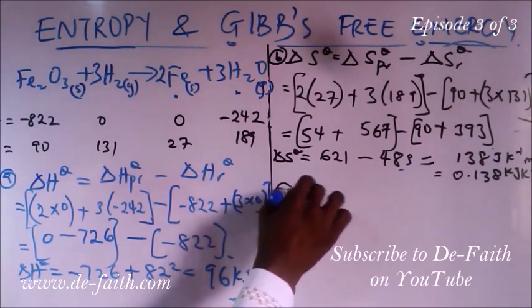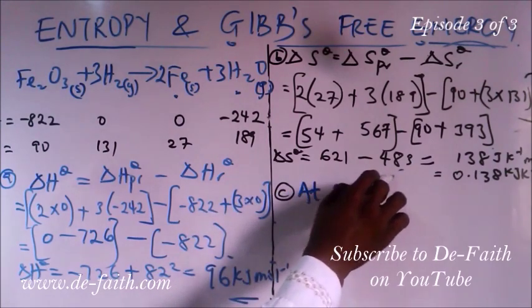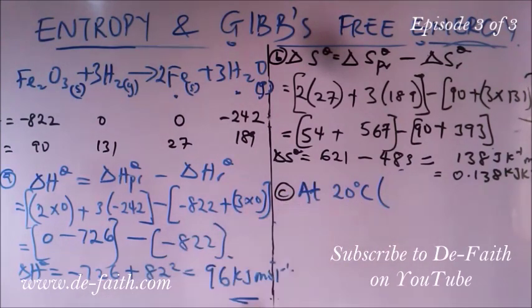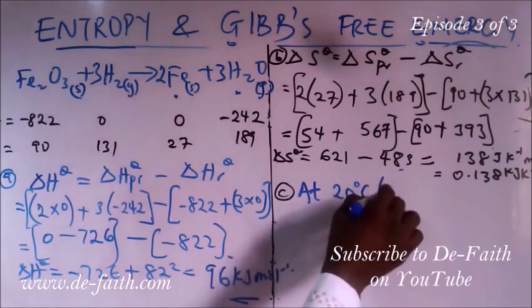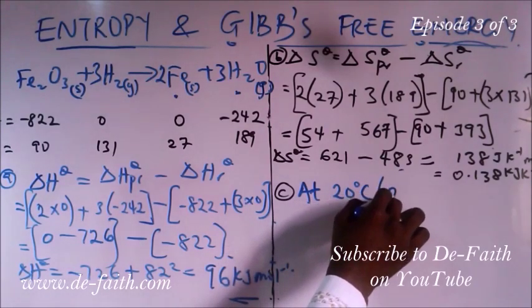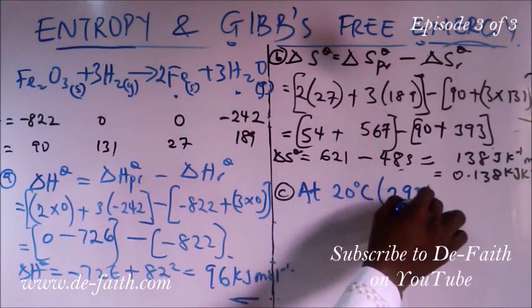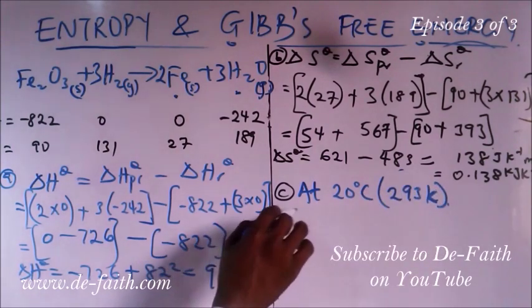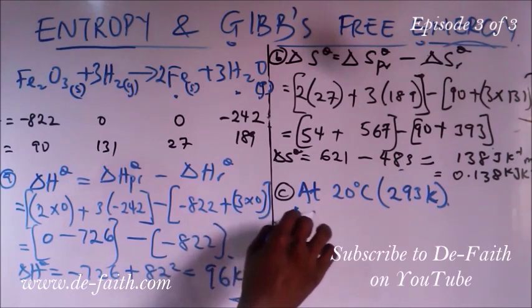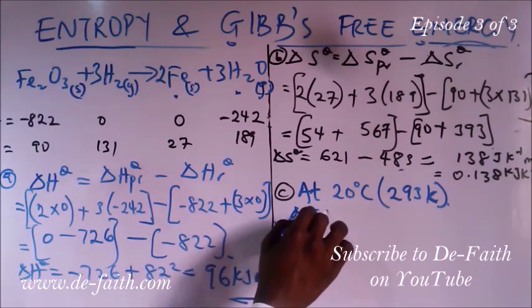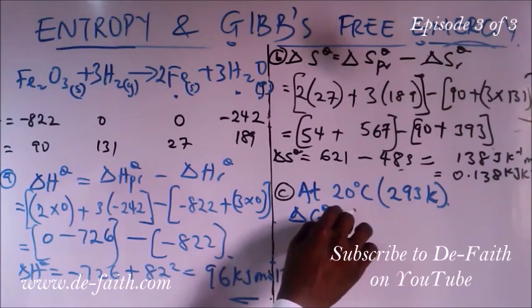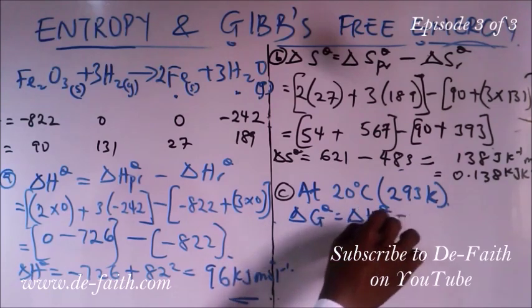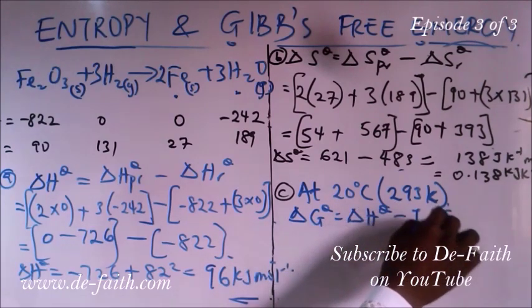So at 20 degrees Celsius, now we have to work in Kelvin. So when we convert 20 degrees Celsius to Kelvin, we will need to add 273 to it, and we will have 273 plus 20, that's 293 Kelvin. 293 Kelvin is the same thing as 20 degrees Celsius. Next, we have that the standard Gibbs free energy at that temperature is equal to delta H minus T delta S.